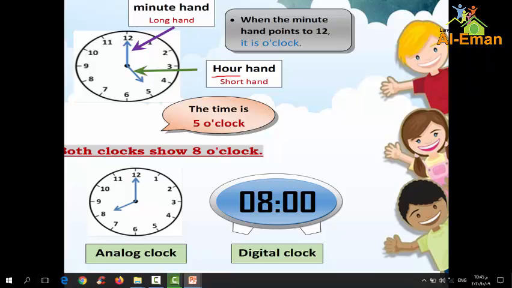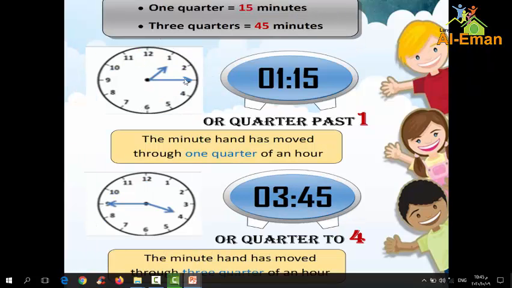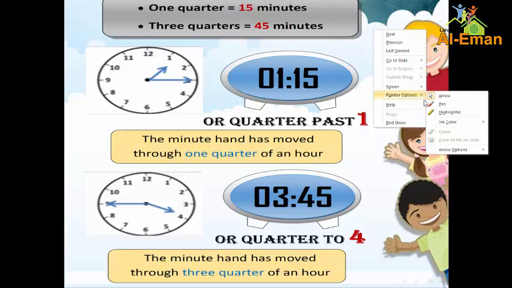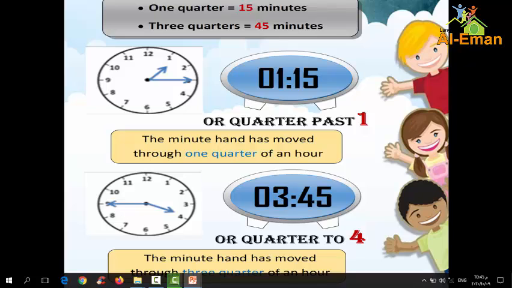And in a digital clock, 00 means what? 00 means 12. So when I ask you what the time is, it's 8 o'clock. We must know 1 hour equals 60 minutes.